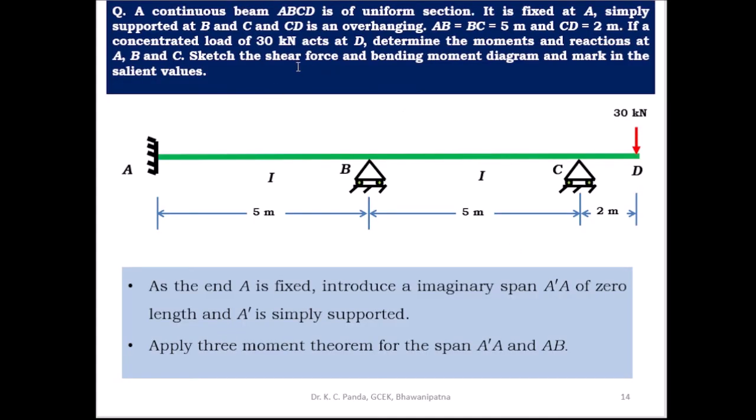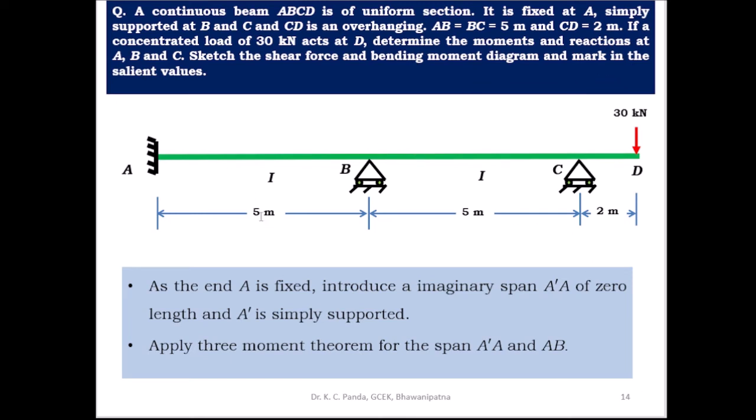Then coming to the second question, a continuous beam ABCD is of uniform section. It is fixed at A, simply supported at B and C, and CD is an overhang. AB is equal to BC is equal to 5 meter and CD is equal to 2 meter. If a concentrated load of 30 kilonewton acts at D, determine the moments and reactions at A, B and C, then sketch the shear force and bending moment diagram and mark in the salient values.